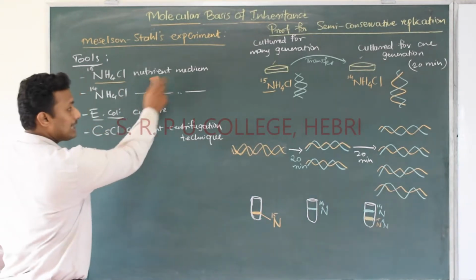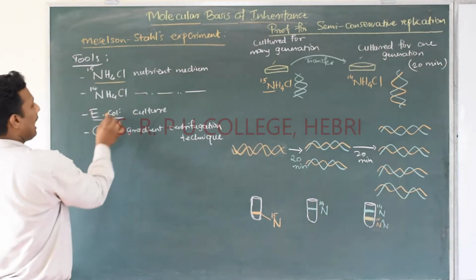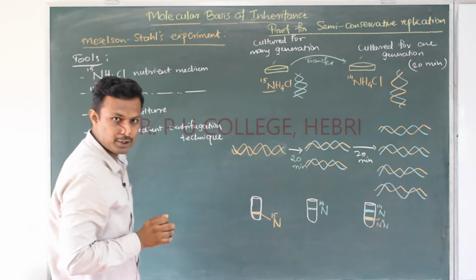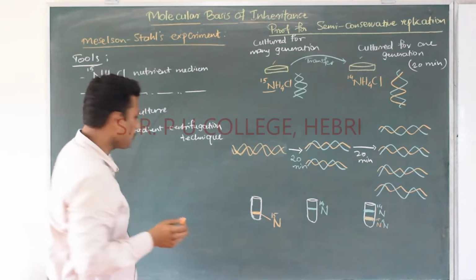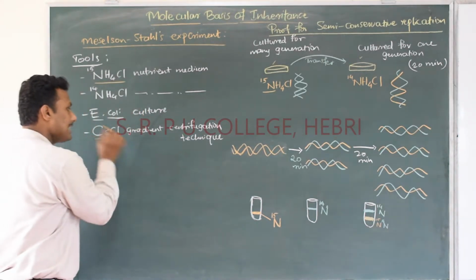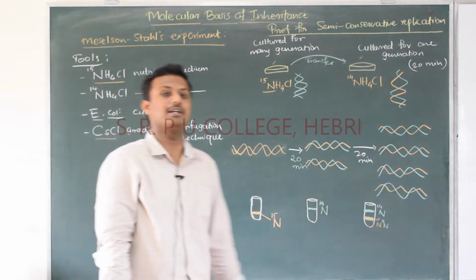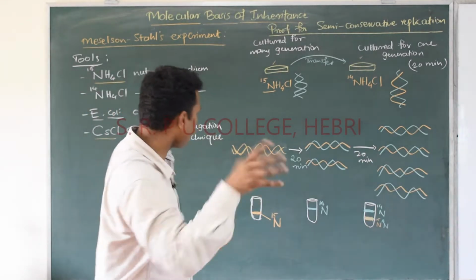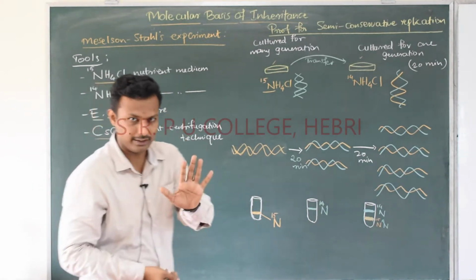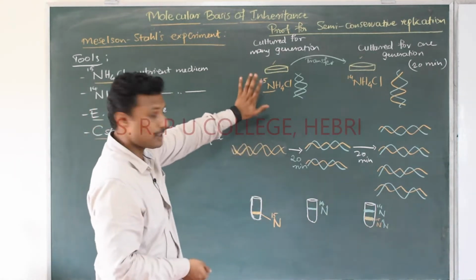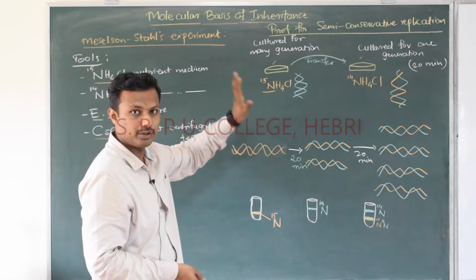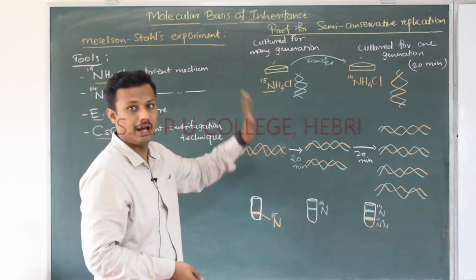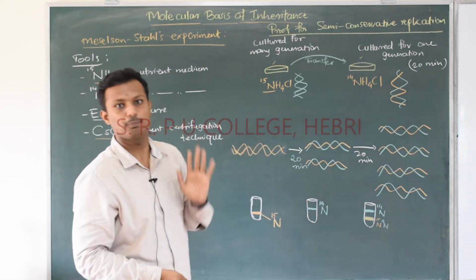So this was the normal nitrogen source, this was the heavy nitrogen source. These were the two nutrient media, and E. coli bacterial cultures were used, and the cesium chloride gradient centrifugation technique was also used in this experiment. What did they do here? Not to get confused. This experiment can be very important for your board examination, and it is often asked for 5 marks. Note this point.